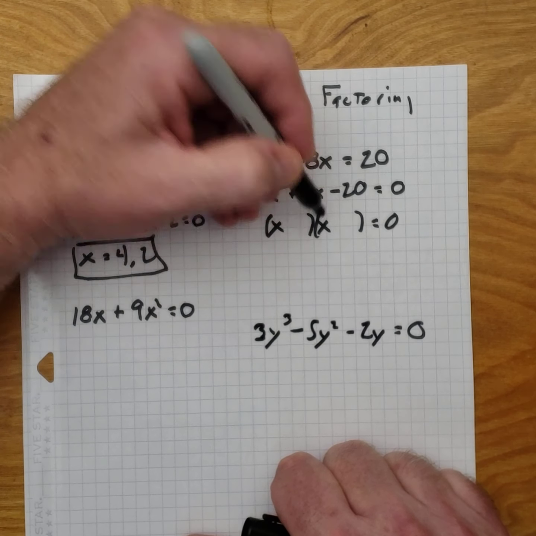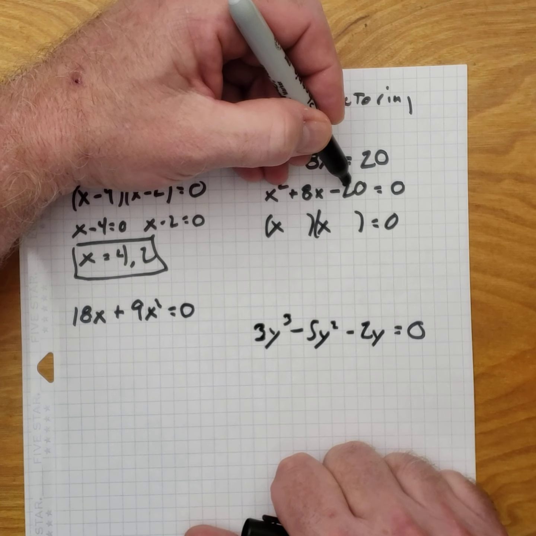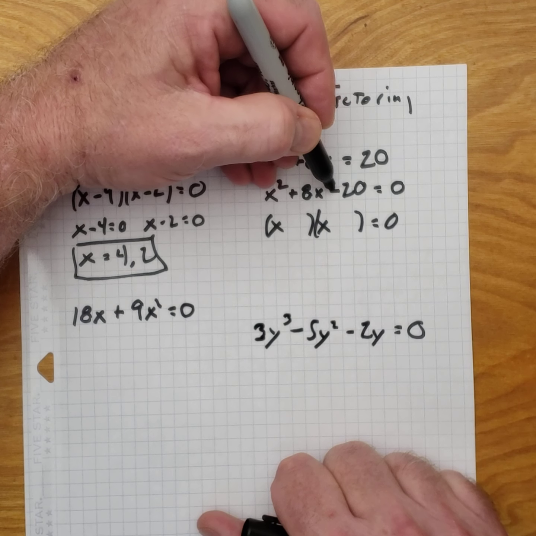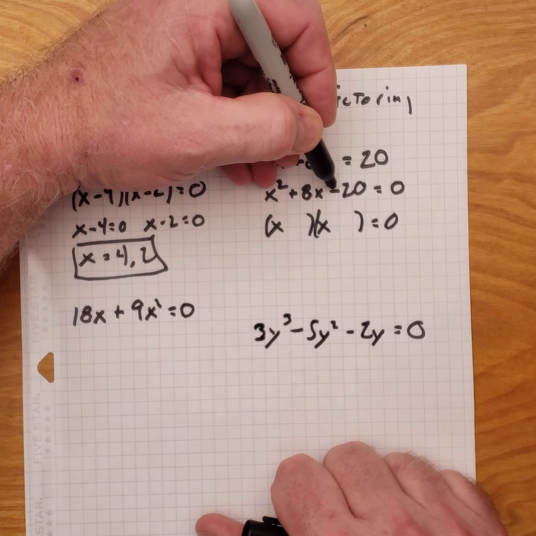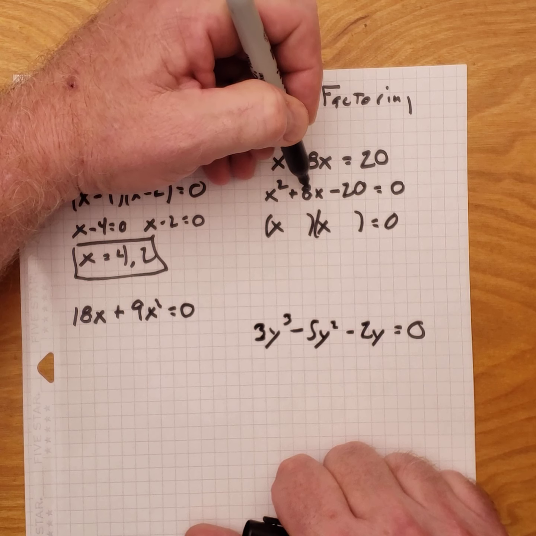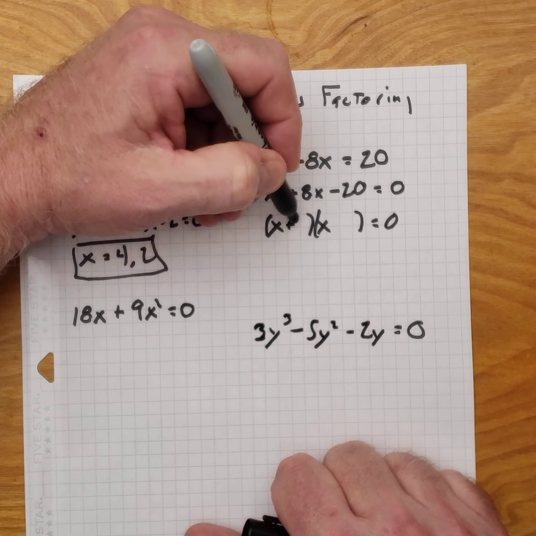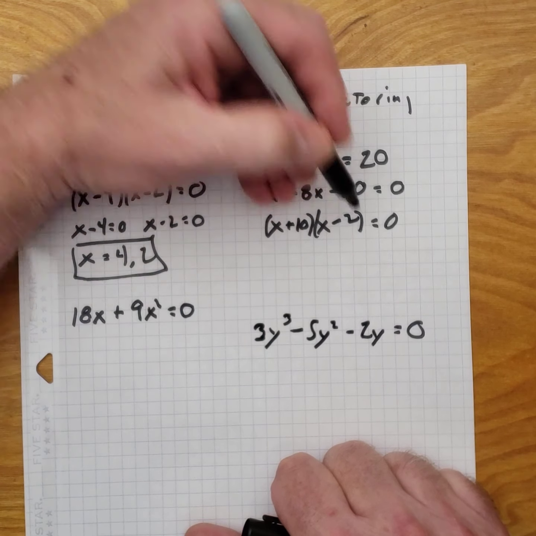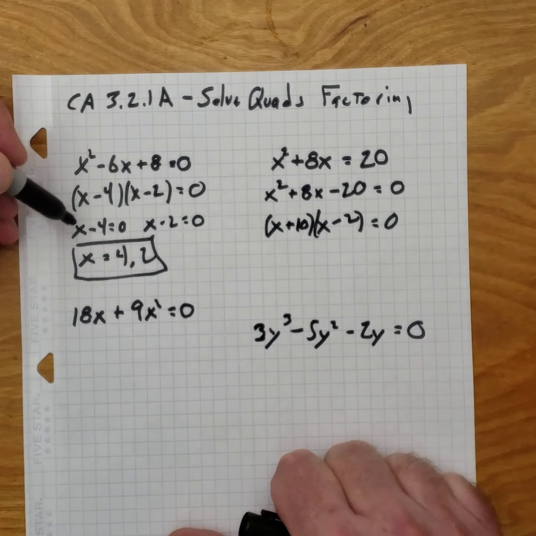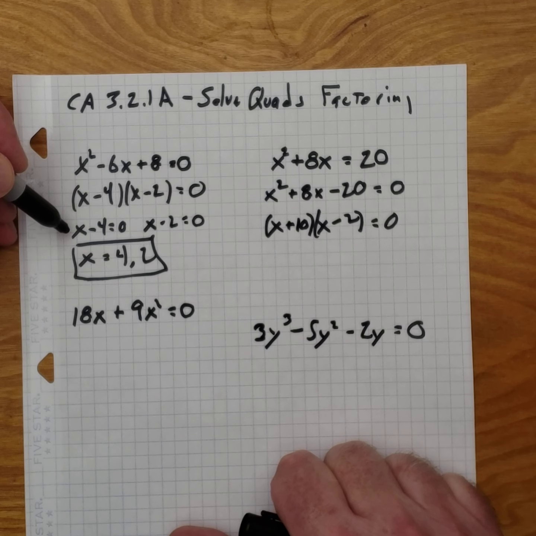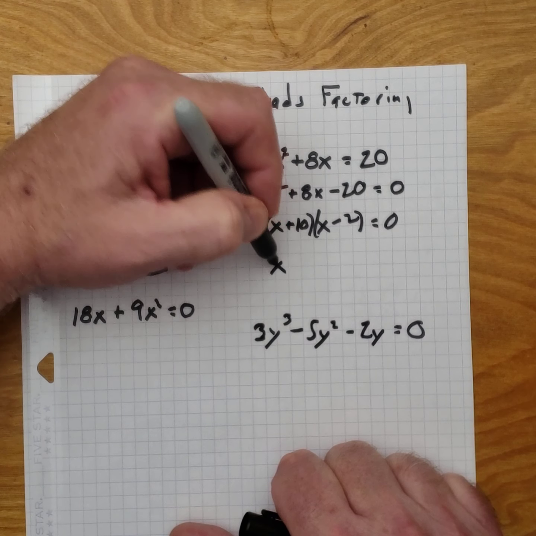Has to be x times x, and then 2 numbers that multiply to be 20. The signs are different because it's -20, so I have to add together to be 8, and that's going to be +10 and -2. Now this step where you write each thing equal to 0, I don't really care to see that or not.